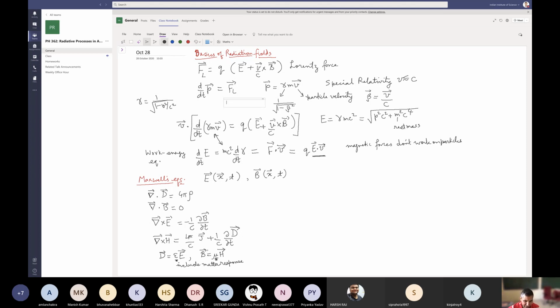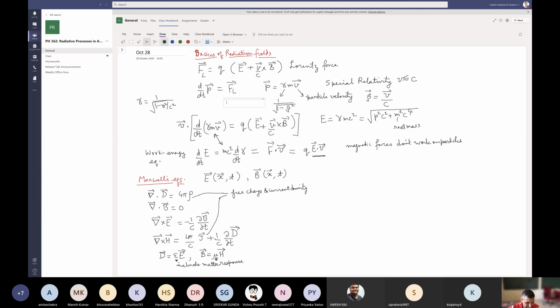So, question: all of you have seen these equations, Maxwell's equations? Yes, sir. Good. This D is the displacement field. H is also related to B. Here, rho and J are the sources of fields, the charge and current densities, and these are the free charge and current densities.